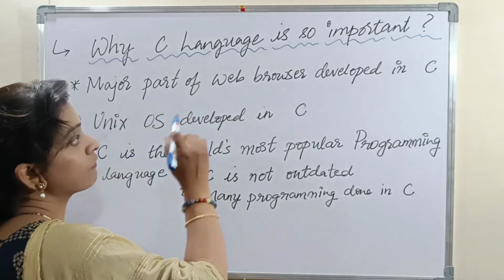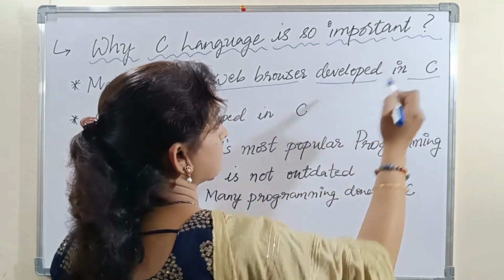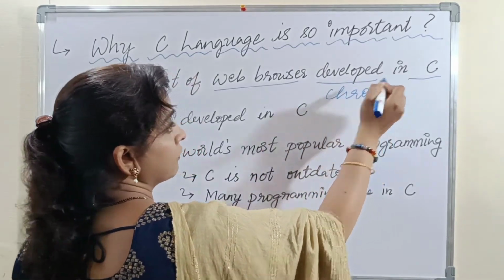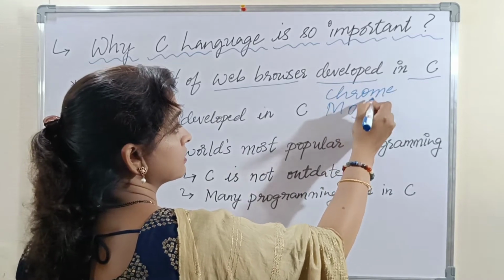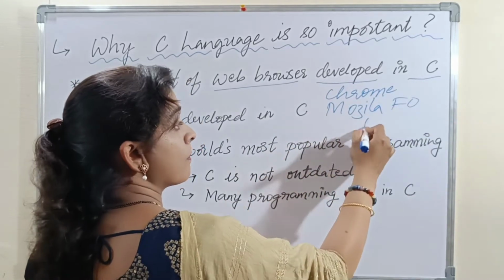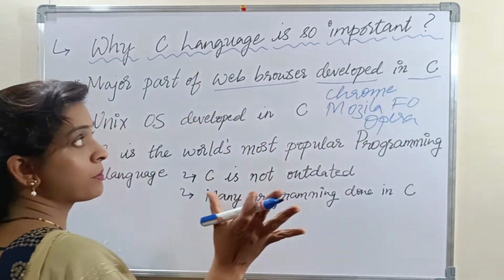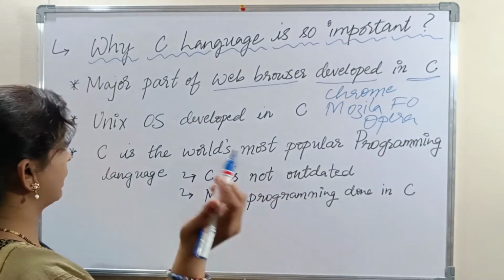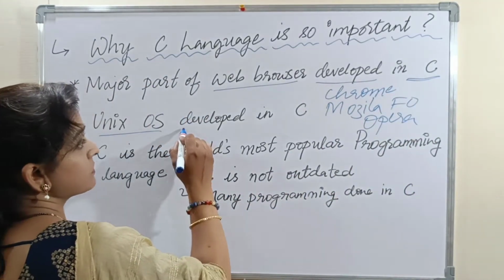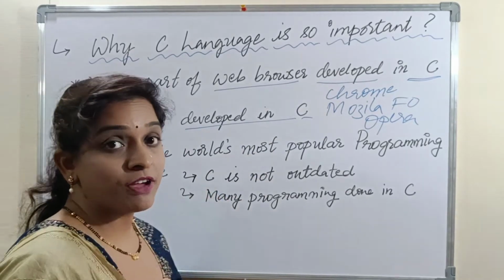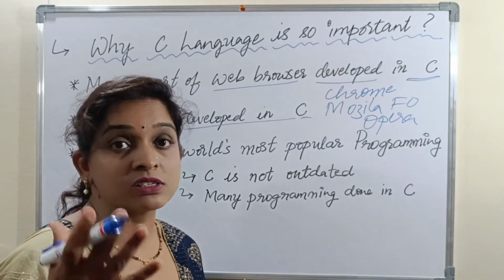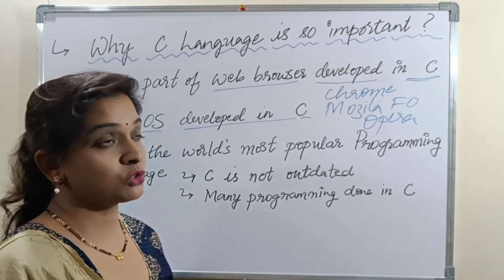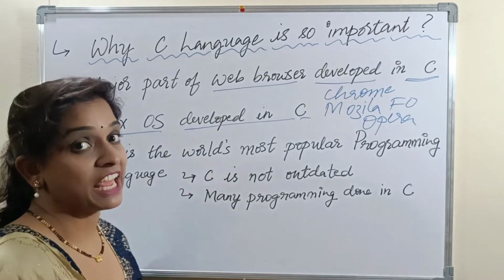A major part of web browsers is developed in C. Web browsers, we have Chrome, we have Mozilla Firefox, then we have Opera. All these web browsers that we use are developed in C language. Then the Unix operating system is developed in C. In fact, C language was designed to create the Unix operating system.